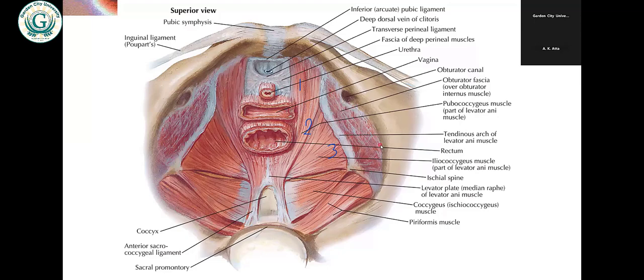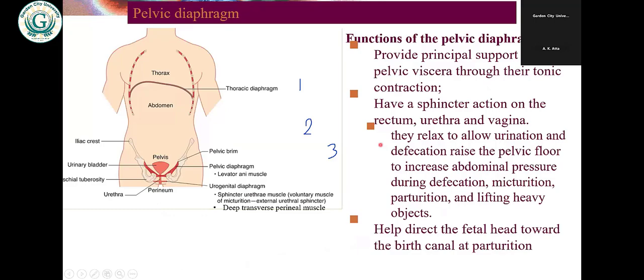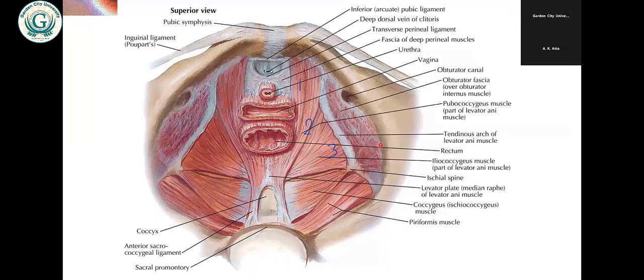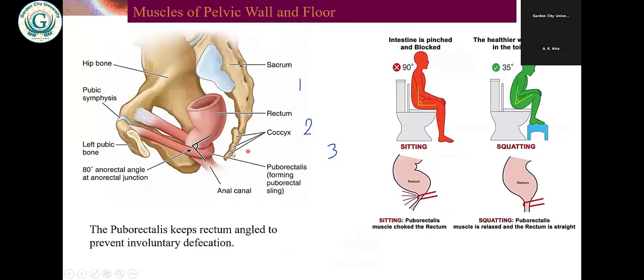Okay. There are other functions of the pelvic diaphragm. There's this one, let me not forget it. You see this puborectalis. It forms a U-sling. This is it, the puborectalis. It keeps the rectal angle at the rectoanal junction, or the anorectal junction. It is because of this puborectalis muscle.